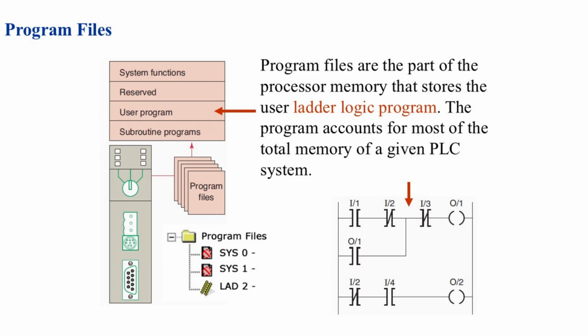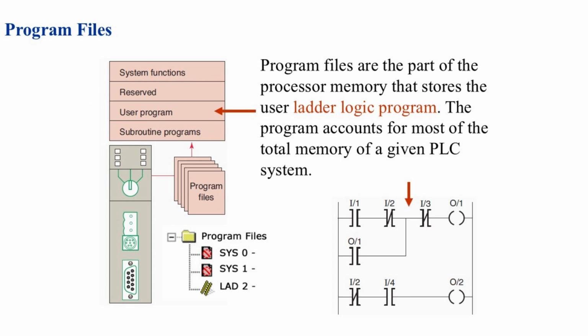Inside every PLC, the processor's memory is divided into different sections, and one of the most important is the program file area. This is where your ladder logic program is stored, the actual instructions that tell the PLC how to control the system. If you look at the diagram on the left, you can see several memory sections, system functions at the top, some reserved areas, and then the user program section. That's where we write our ladder logic, and it makes up most of the PLC's total memory space.